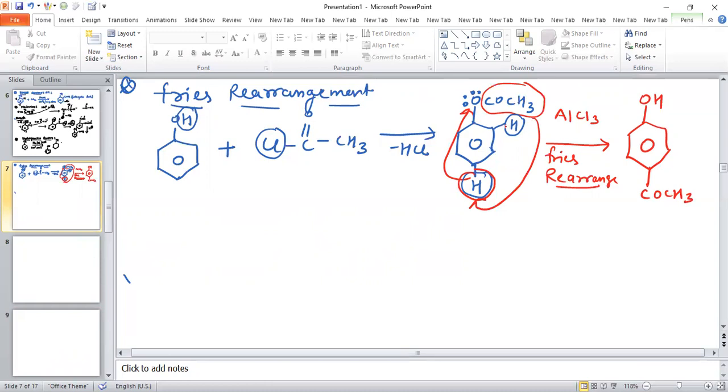Another possibility. Why these two positions only, ortho and para? Because this is a plus M group, and a plus M group has a dominating effect at the ortho and para positions. If the hydrogen from the ortho position moves to oxygen, then in this case the OH group is there and COCH3 is there. So this is the Fries rearrangement, and these two products are obtained.